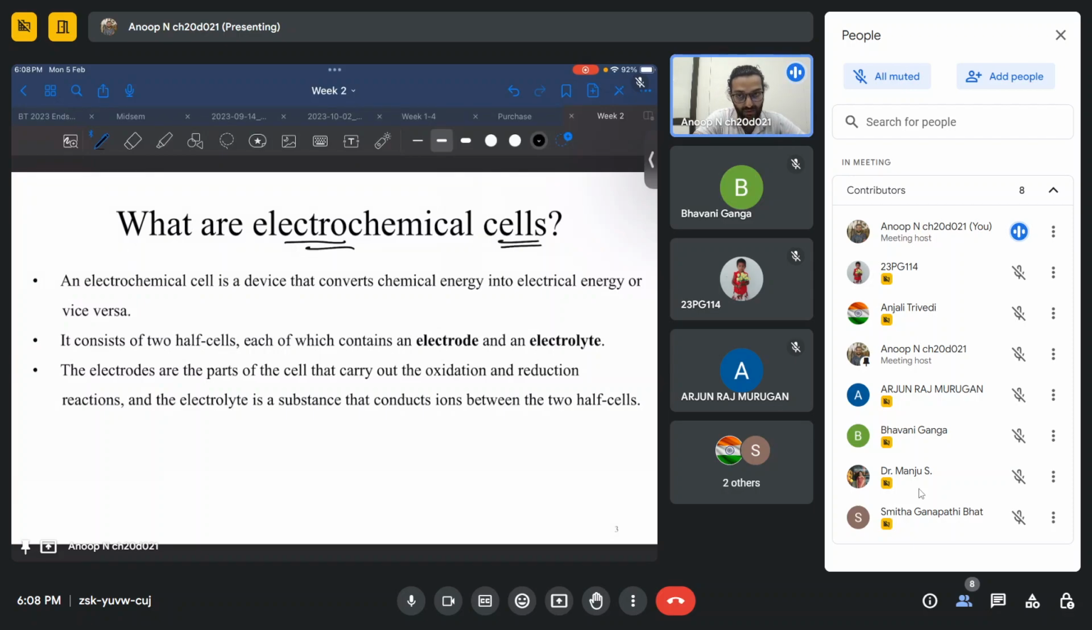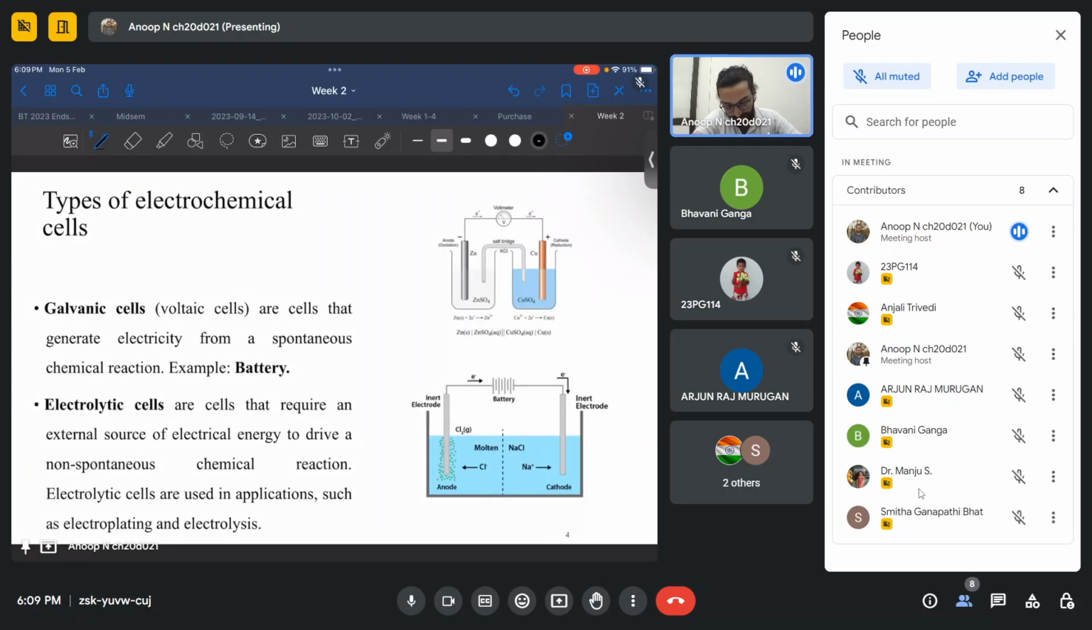As you know, there are two types of electrochemical cell. An electrochemical cell is a device that converts chemical energy into electrical energy or electrical energy into chemical energy. It consists of two half cells, each of which contains an electrode and an electrolyte. One is the reduction half cell, the other is the oxidation half cell. The electrodes are the part of the cell that carries out the oxidation or reduction reaction, and the electrolyte is a substance that conducts ions between the two half cells. What are the two types of electrochemical cell? One is the galvanic cell, the second is the electrolytic cell.